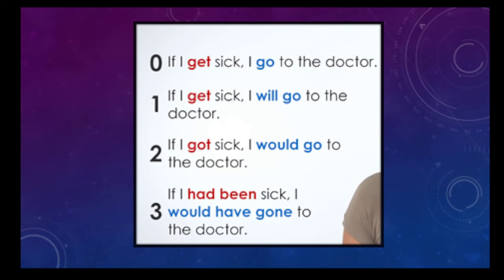So, ano yung zero conditional? If I get sick, I go to the doctor. First conditional: If I get sick, I will go to the doctor. So, meron na kaagad pagkakaiba, no? Number 2, second conditional: If I got sick, I would go to the doctor. I hope you are seeing the differences in the red and blue words. Another one, third conditional: If I had been sick, I would have gone to the doctor.